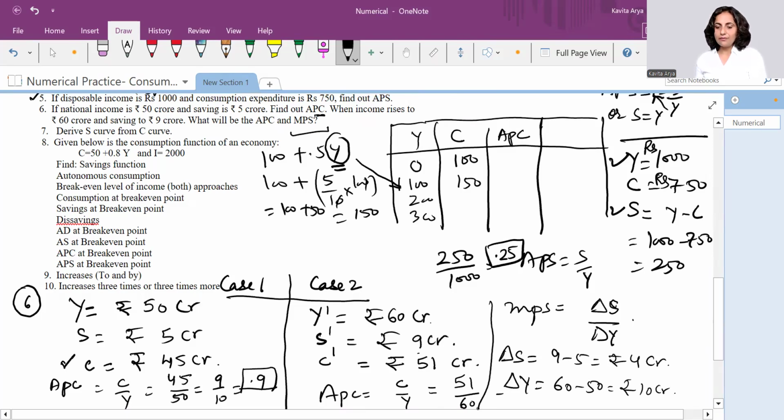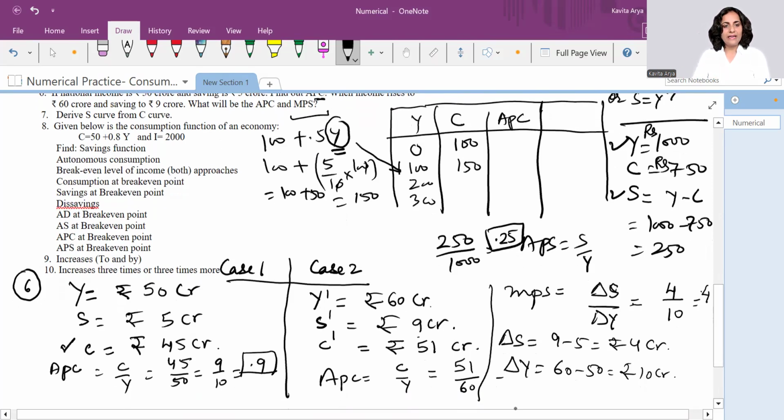Now it's very easy for me. When you are comparing case 1 with case 2, you have the whole data with you. So the change of savings is 4 and the change of income, I'm so sorry, is 10, and hence the MPS in this case is 0.4. So we are done. The question looked tricky because it had 3 segments, but when we do it peacefully, slowly, gradually, things get sorted and everything falls in place.